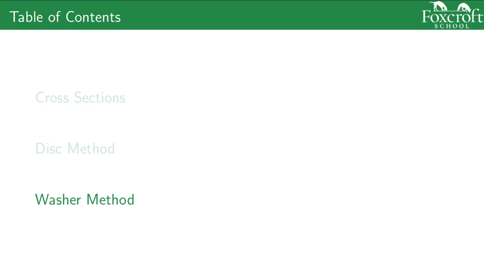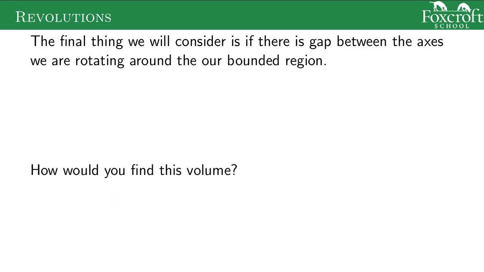In this video, we're going to look at the final way of finding volumes, and really this is called the washer method. It's just when there's a hole in the volume you're finding. All right, so how would you find this region? So let's just say we had this region that we want to rotate around the x-axis.